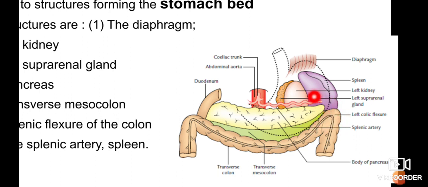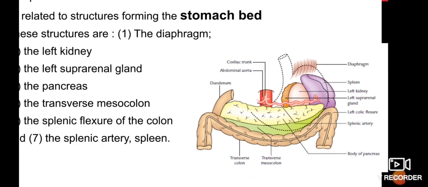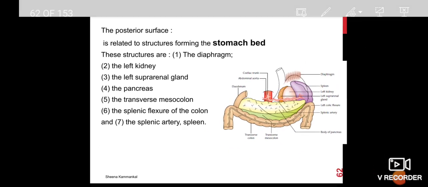The splenic flexure comes behind the stomach. So these are the structures that form the stomach bed.